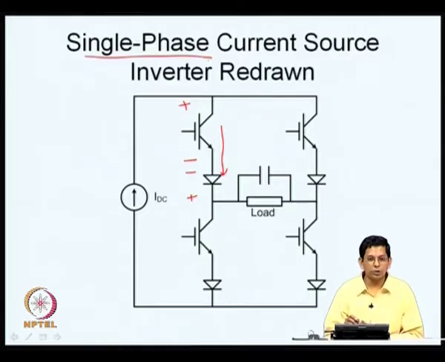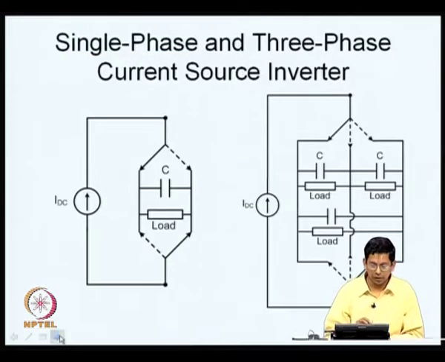If you want a 3-phase current source inverter, all that you need to do is draw one more leg like this, and let us call these R, Y and B. Between Y and B also you have capacitance, between R and B also you have capacitance, and you have loads connected across them. There is a little more about single phase and 3-phase current source inverters.